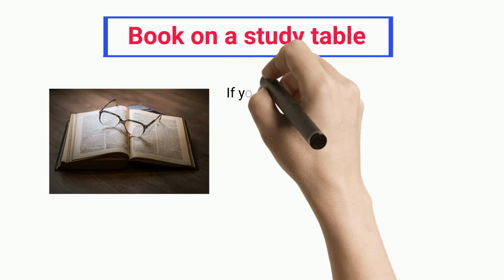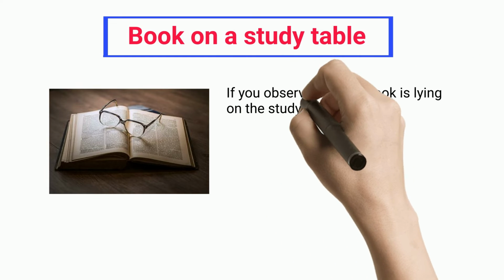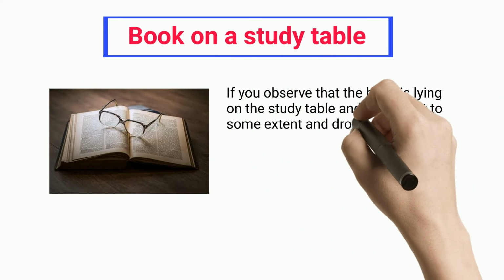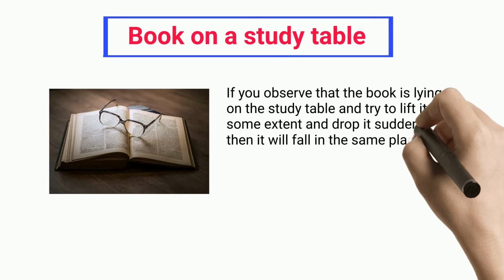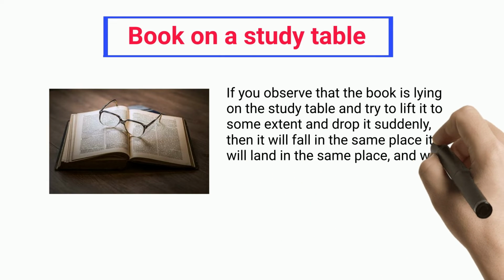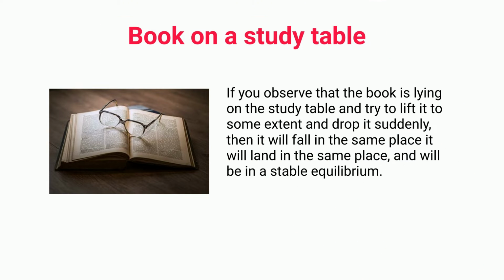Book on a study table. If you observe a book lying on the study table and try to lift it to some extent and drop it suddenly, it will land in the same place and will be in stable equilibrium.